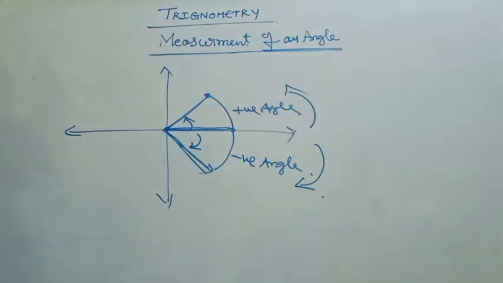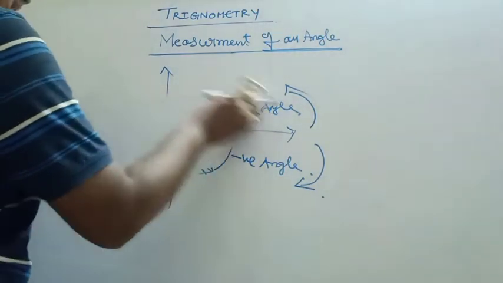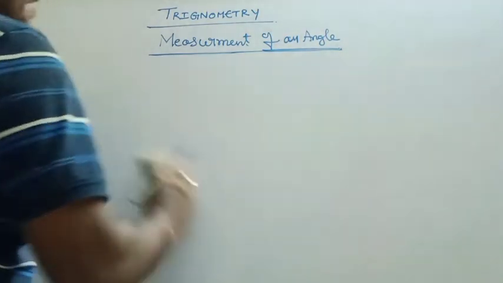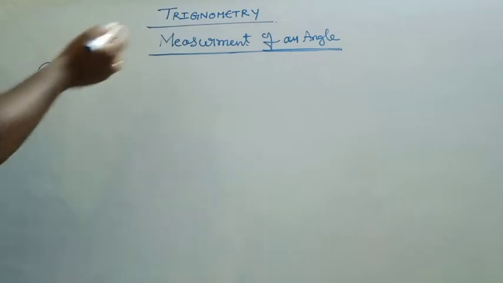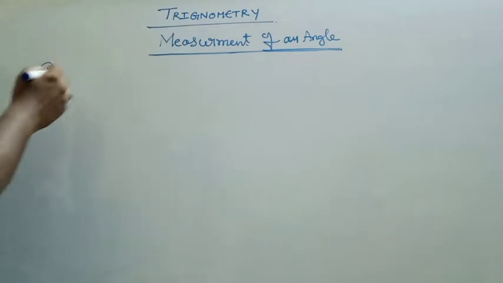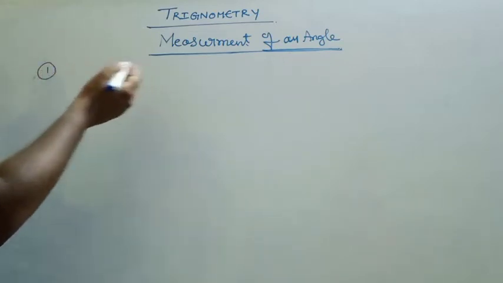There are different types of angles, such as the right angle and the straight angle. You know all of those from your previous topic, plane geometry. Now we have systems of measurement of angles. Let us come immediately to the systems of measurement of angles. There are totally three types of measurement of angles.